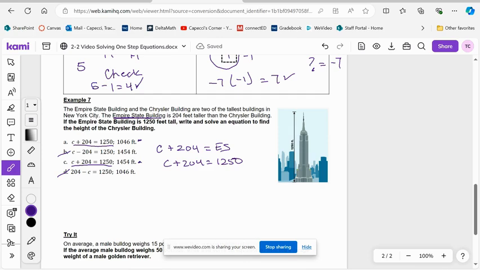So I just need to do that. I'm going to subtract 204, and I end up with C, or the Chrysler Building, is equal to 1,046 feet, which is letter A.